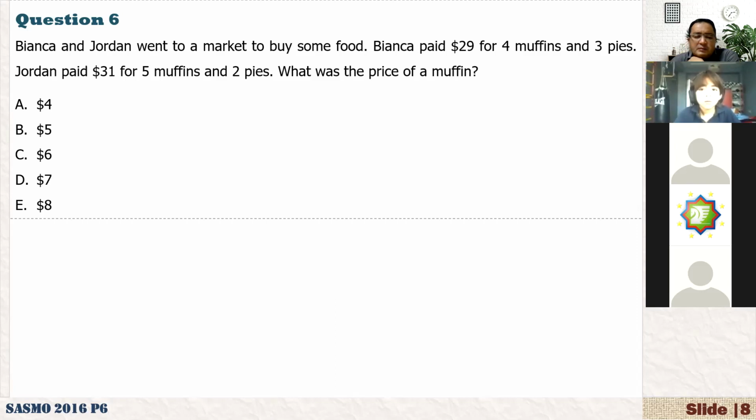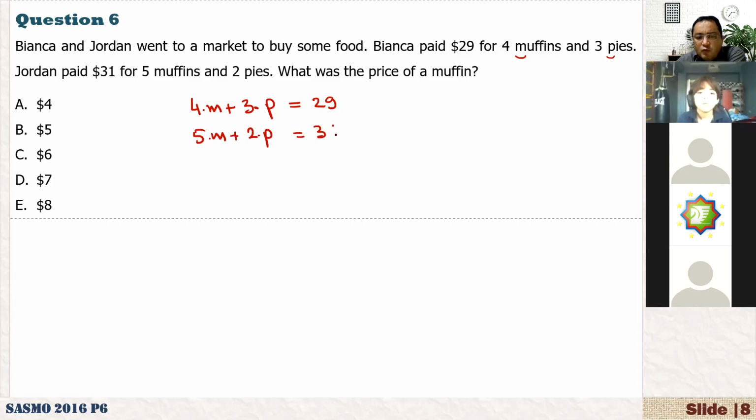Maybe you could just solve it by making some kind of guess, but here I'm going to show you a very simple method using algebra. Suppose that the price of 1 muffin is $M, and the price of 1 pie is, let's say, $P. When you buy 4 muffins plus 3 pies, you paid how much? $29. But when you buy 5 muffins plus 2 pies, you paid how much? It is $31. So now from here, how are we going to solve this?